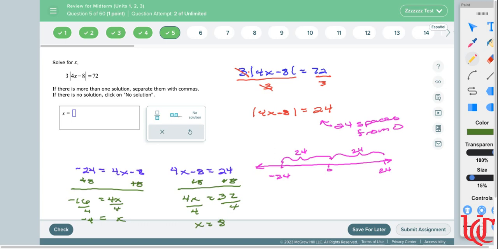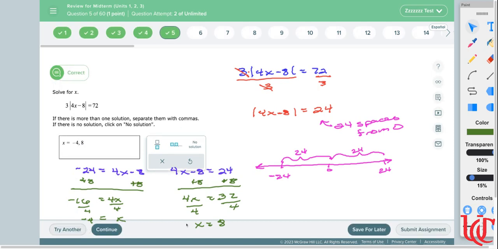So I have 2 answers for this. They're not the same number with one being positive, one being negative. I actually have to do 2 separate problems. Occasionally they'll be the same, but I need to see the work for both of them. So it is negative 4 and 8. They can be in any order, but I usually go smallest to largest just because it's a good habit. All right, we will check to make sure that we are correct, and we are good to go with this.